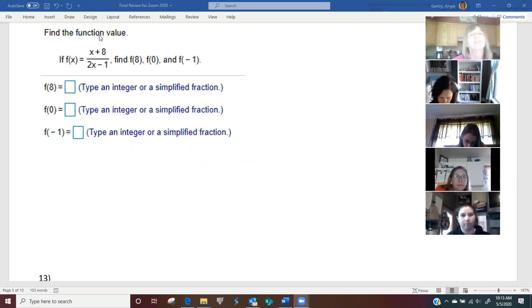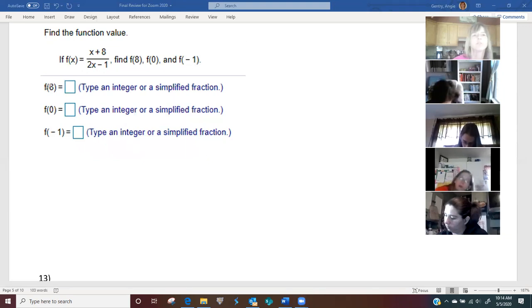Okay, find the function value. So this time they're not asking you what's the domain. If they ask you what's the domain, you would say, oh, the domain is a half. X cannot be a half because 2 times a half is 1 and 1 minus 1 is 0, and that's illegal. But they're asking you to find the function value, and all you do is you plug that in.